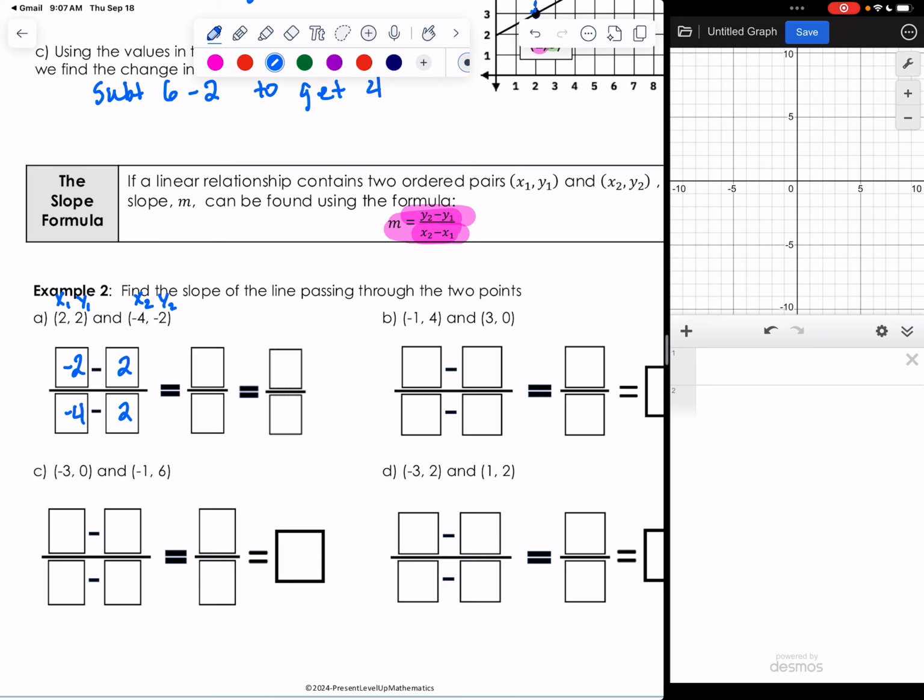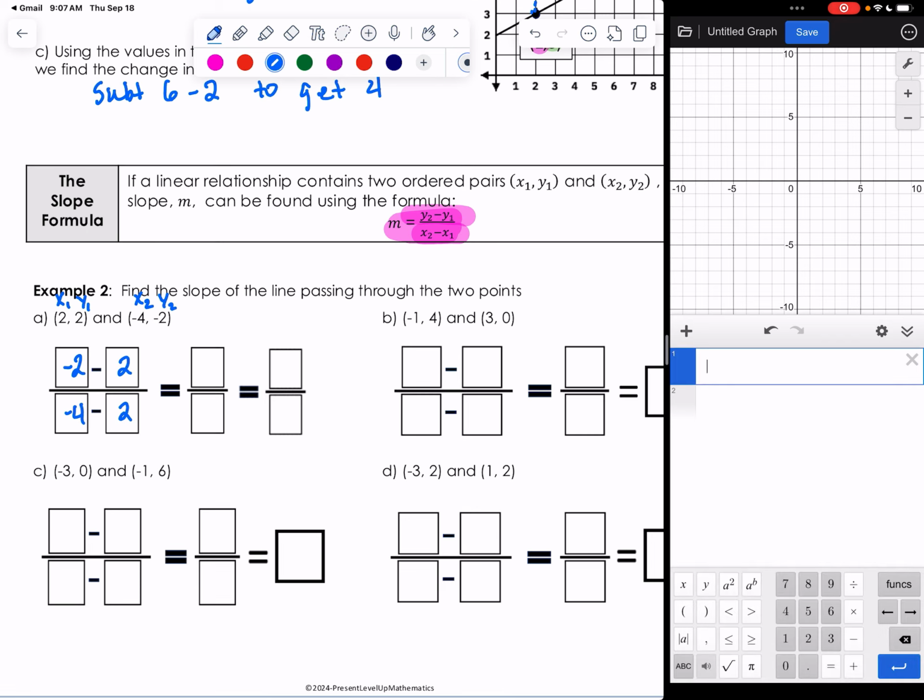Now we're going to simplify this a little bit. If it helps you, or if you're unsure of working with your negative numbers, you can use a calculator for this part. So if I were to just put the top of this fraction in my calculator, negative 2 minus 2, that would give me negative 4.